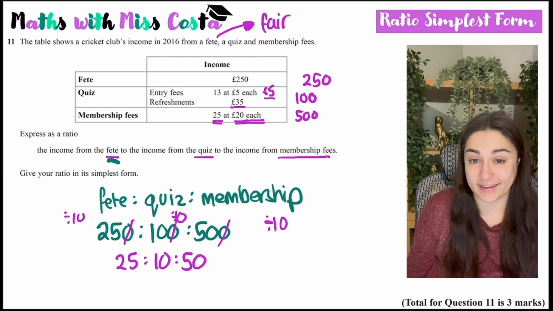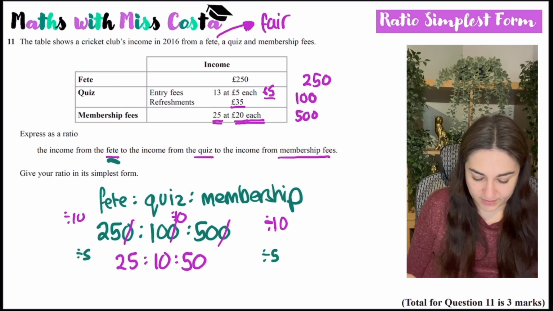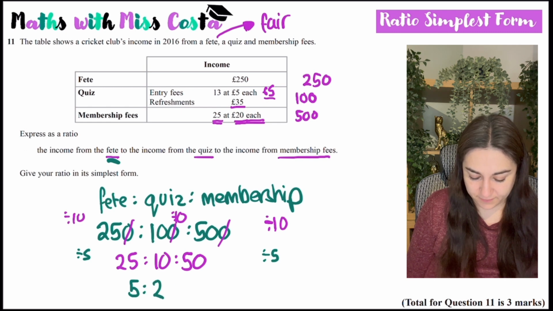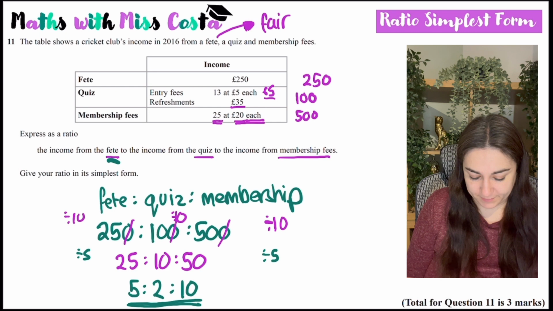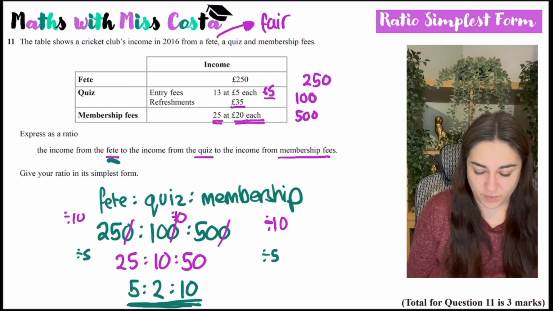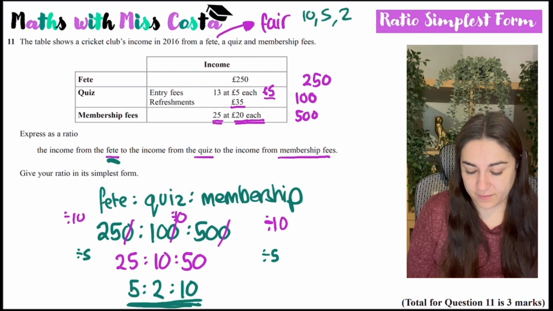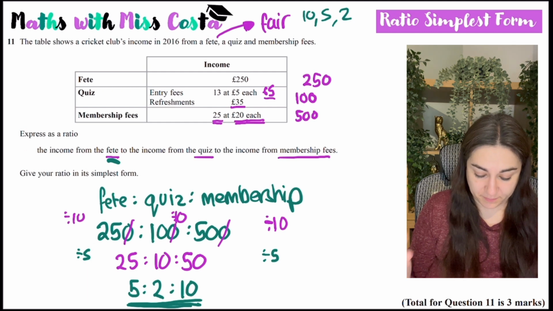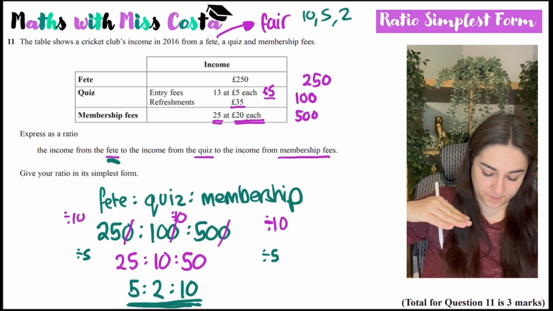So now let's think if there's any other number go into this. I could divide that by 5 as well. So 25 divided by 5 is 5, 10 divided by 5 is 2, and 50 divided by 5 is 10. And I can't simplify it any further, so the ratio in its simplest form would be 5 to 2 to 10. I'd always say when you're simplifying with ratio, start with a nice number like 10, 5, 2. If you tried simplifying it by 2, you could keep going. It doesn't matter how many times you simplify it, as long as you get there.